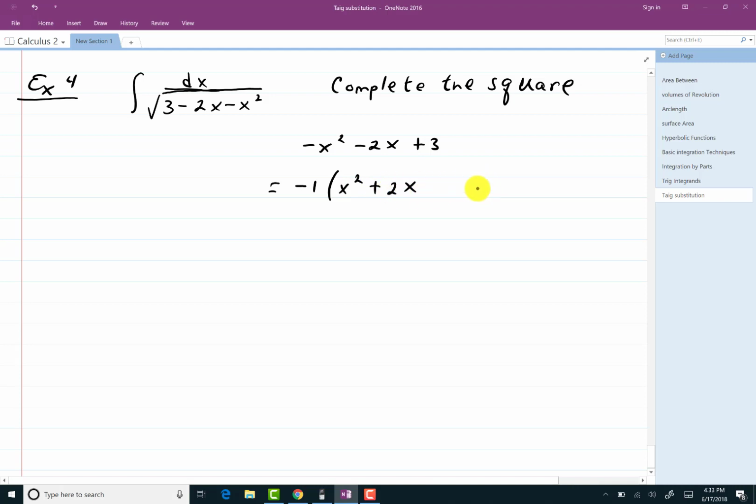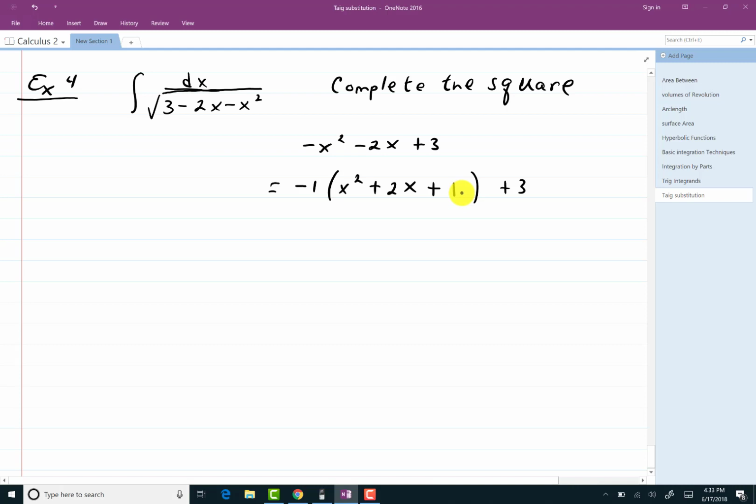Now, I'll put this over here because my intention now is to add a number in here to make this into a perfect square. And if you remember, the thing to do is to add half of this squared. So what is half of 2? Well, that's 1. And if you square 1, it's still 1.